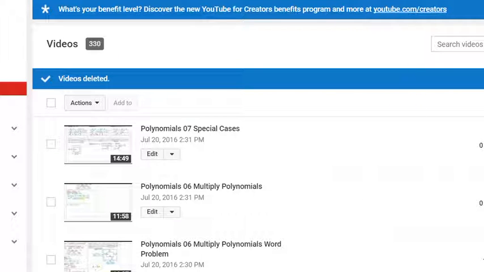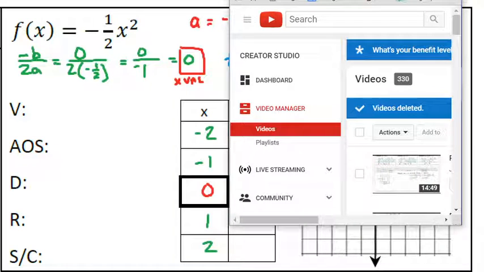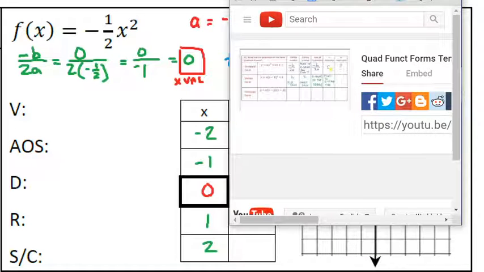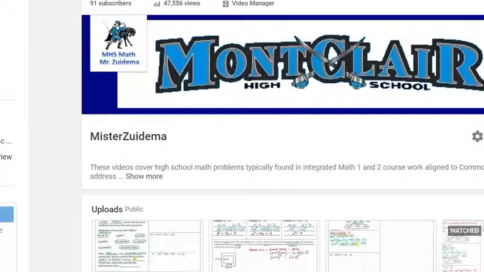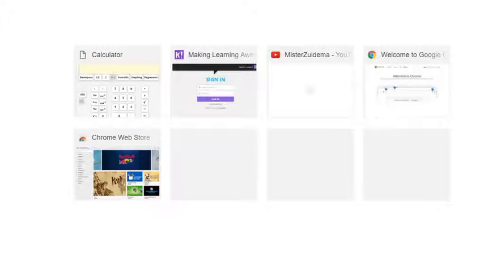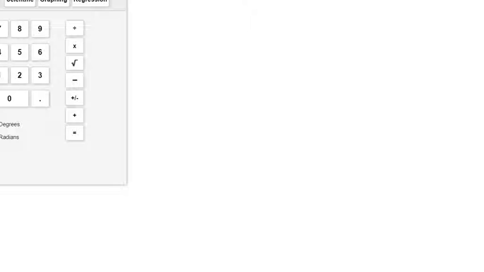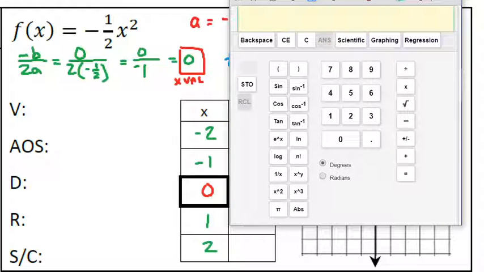Let's go ahead and get this to where I have my calculator. Let's find out. Oh goodness. Do I have my calculator here? Let's go back and see if I can find it. There we go. All right, so we got our calculator.